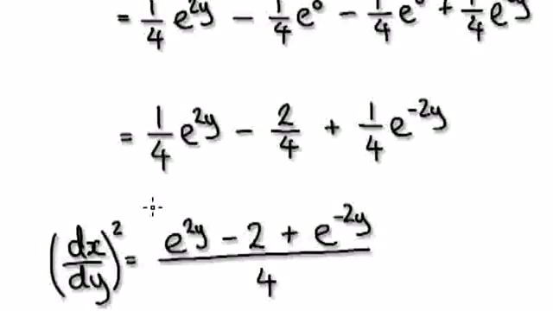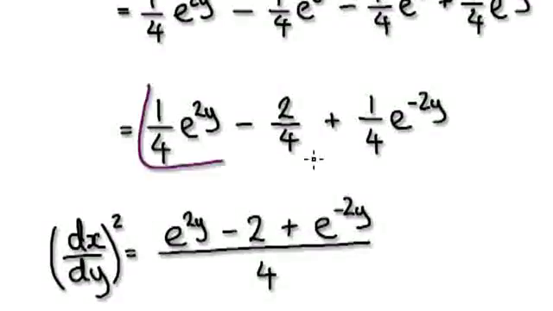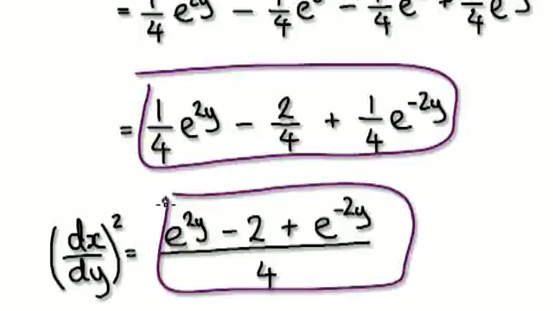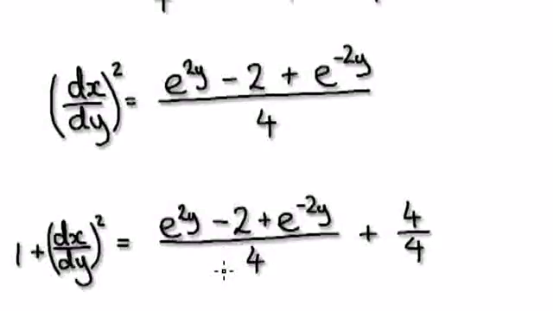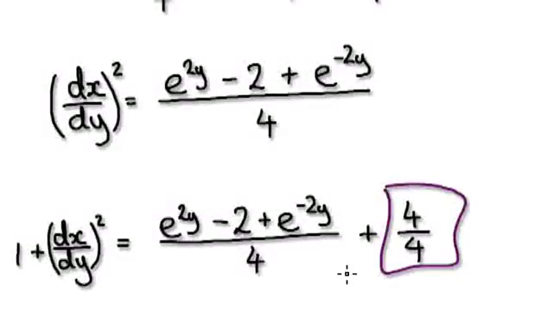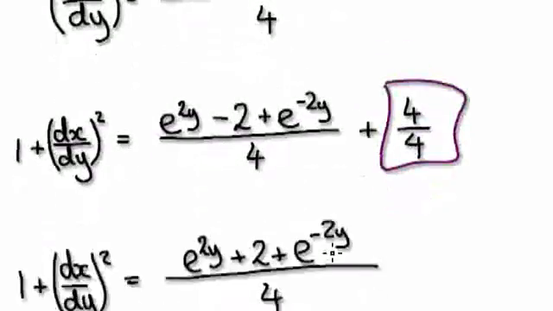Okay, and then just tidy up. So from here, tidy up. So we now need to add 1. Okay, so add 1 to both sides. So this is us adding 1 on this side. So that will then give you this.